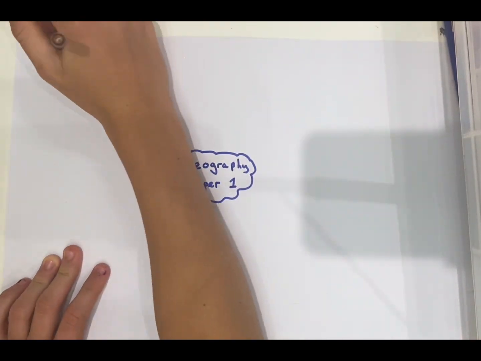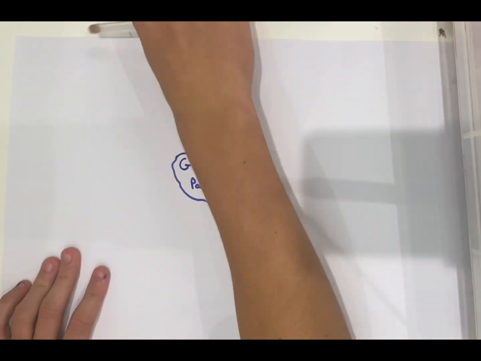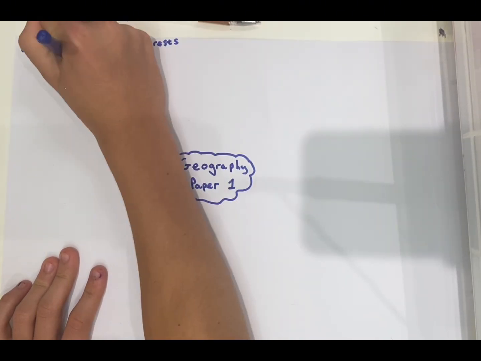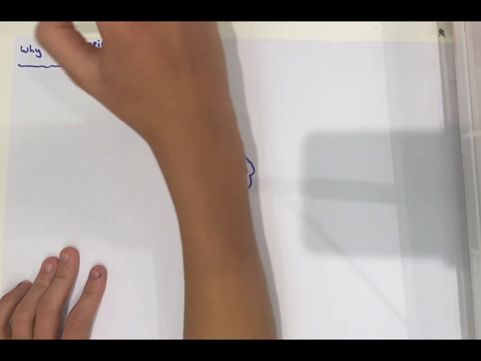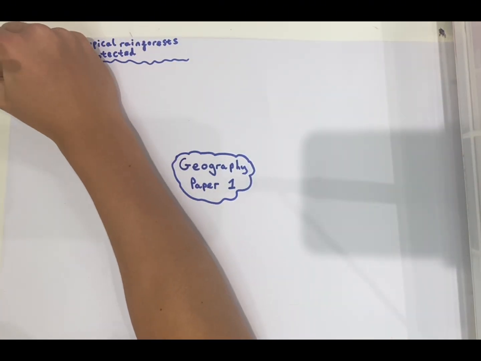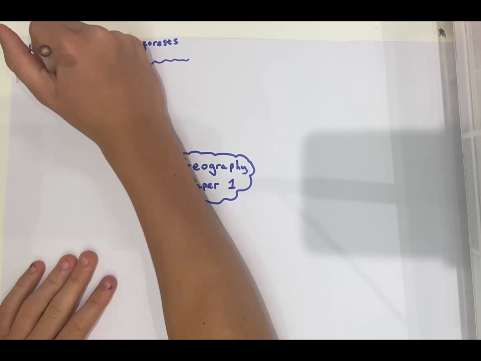So this is Geography Paper 1, Part 2 to the series. This is tropical rainforests. So the first part is, why should tropical rainforests be protected? So there are multiple reasons for this. One of these being biodiversity.